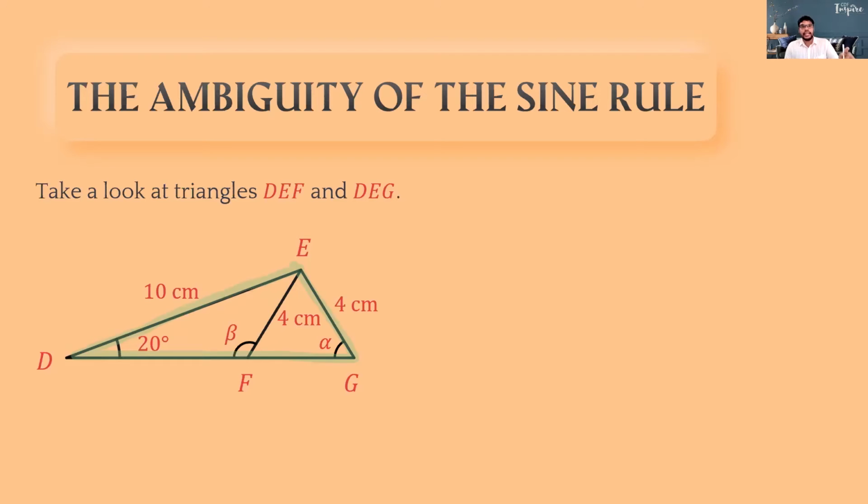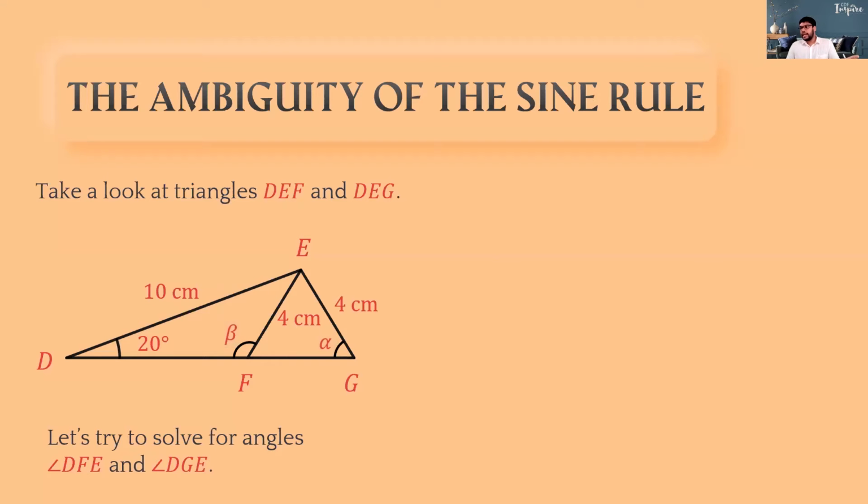Now children, if you take DEF, it has this angle beta. This symbol is beta, children. Okay. And if you take DEG, it has this angle alpha, right? We are going to try and use sine rule to work out, right? Let's try to solve for these two angles DFE and DGE. So basically I'm trying to find alpha and beta, children, right? That's what I'm trying to do. So let's do that. Okay.